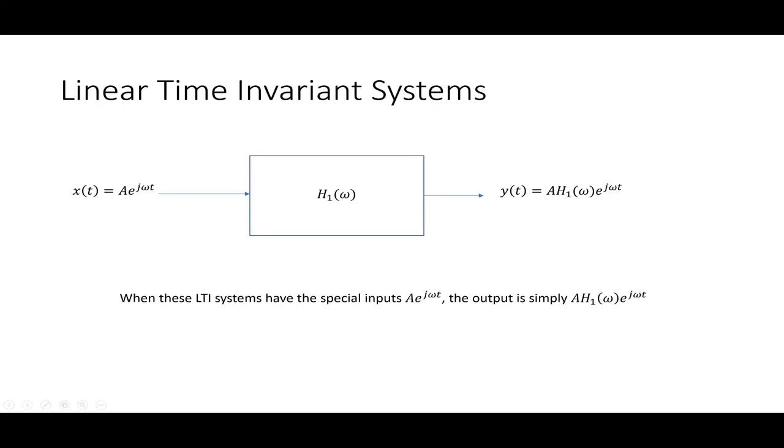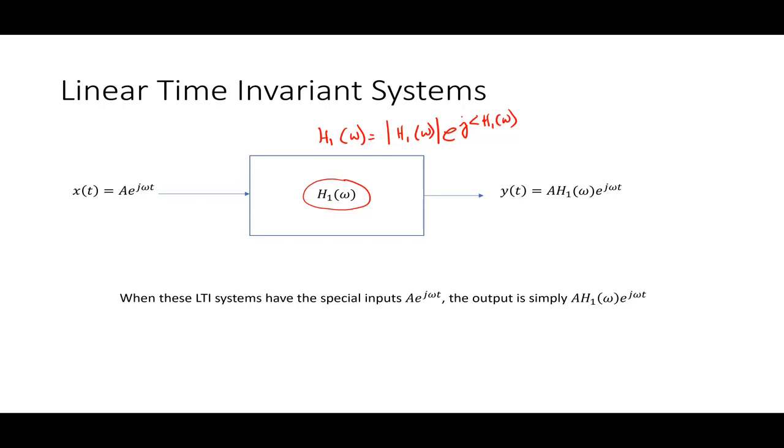Okay, in the homework, you're given a system whose input-output relationship is a complex function of the real variable omega. To say that it's a complex function is to say that h1 of omega has a magnitude and an angle. And both the magnitude and the angle vary as a function of omega.